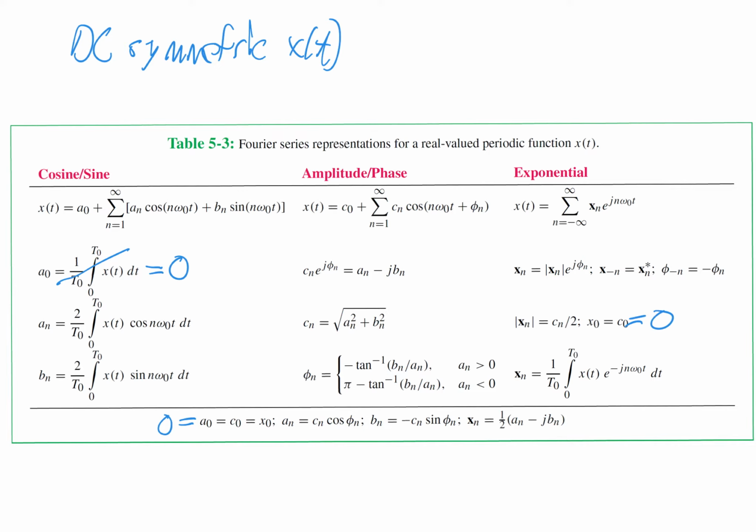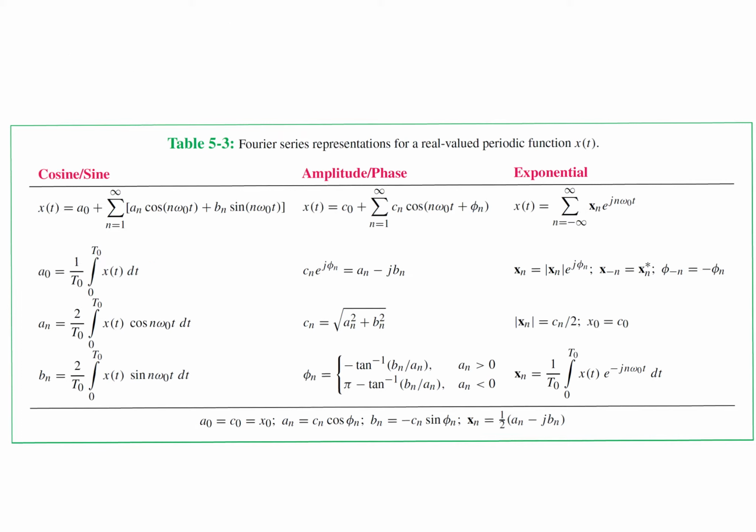Let's now look at the other two types of symmetry. First of all, let's take a look at even symmetry. When we have even symmetry, the sine components go to 0 because an even function times an odd function gives us an odd function being integrated over one entire period. So it's going to have equal positive and negative portions in order to be an odd function.